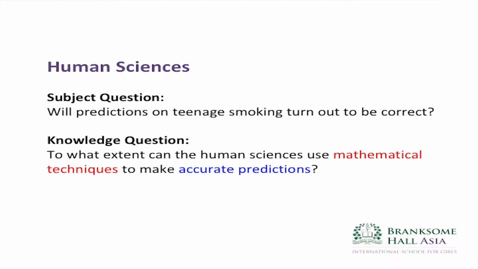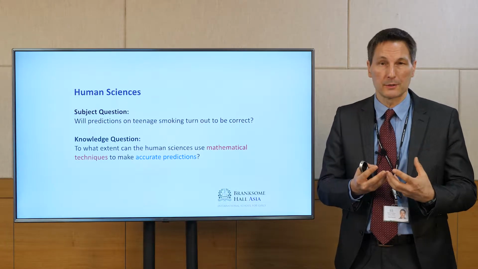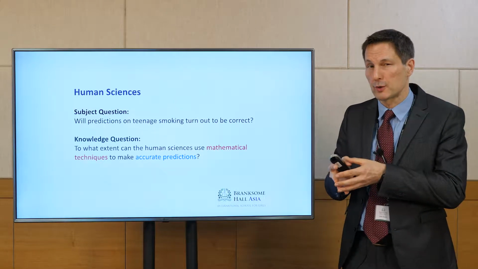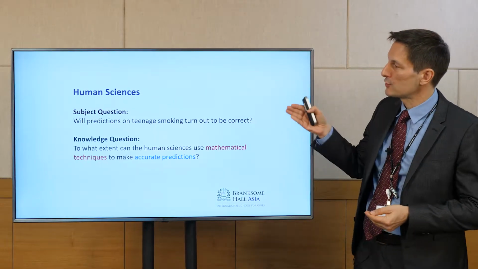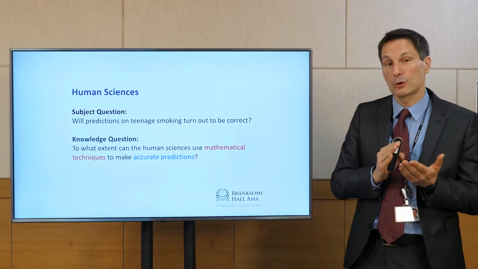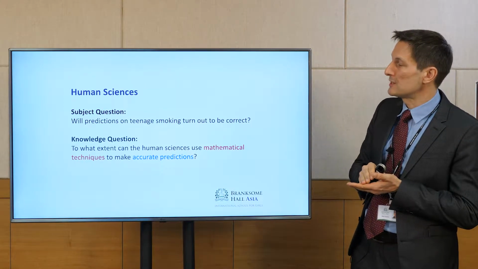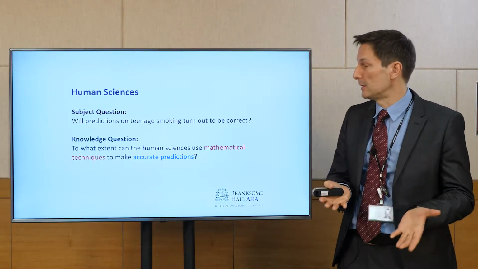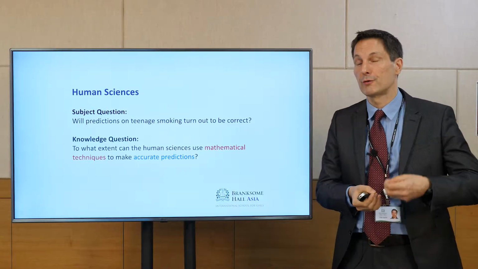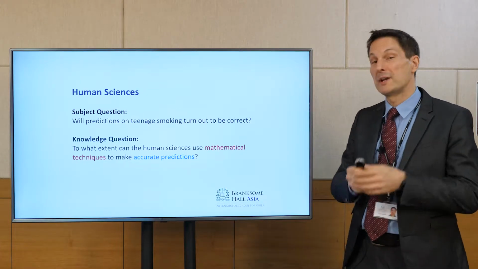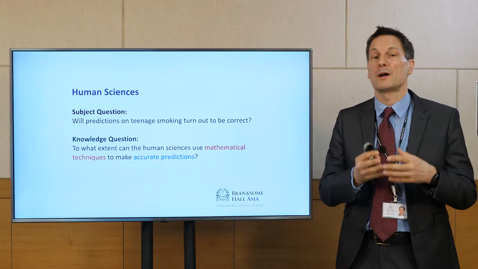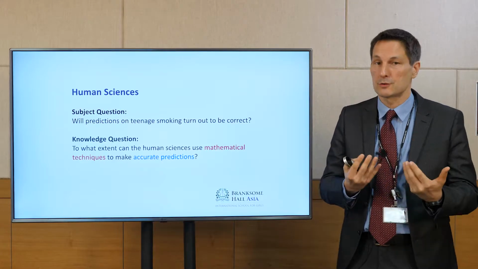So I want to show you how these knowledge questions are constructed and also the difference between the types of questions we ask normally in a subject, the questions about content and about skills, and how they're different from knowledge questions. So here, for example, we have a question from the human sciences, and a typical question that you would ask in that subject is, will predictions on teenage smoking turn out to be correct? So it's a typical question for the subject of human sciences. But it's not a knowledge question because it's not about knowledge. It's not about certainty and truth.